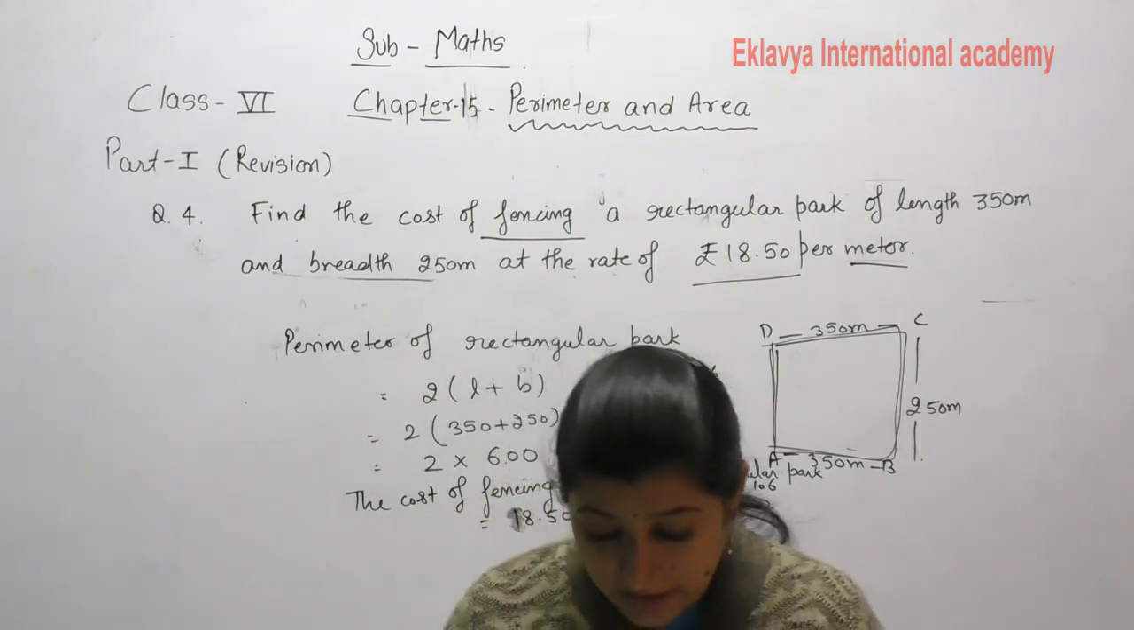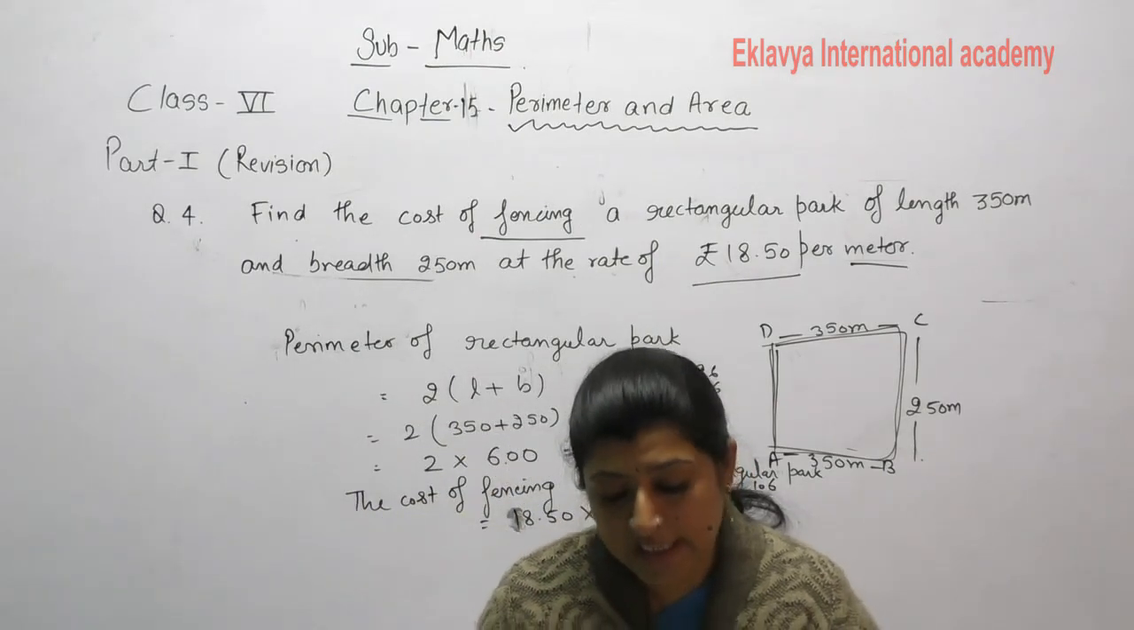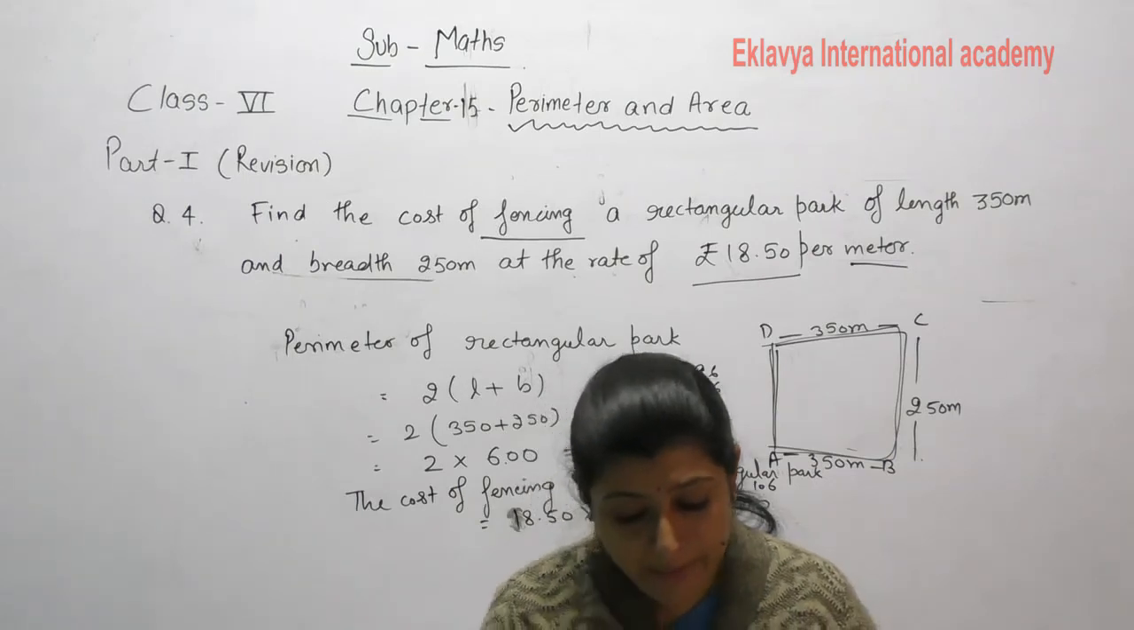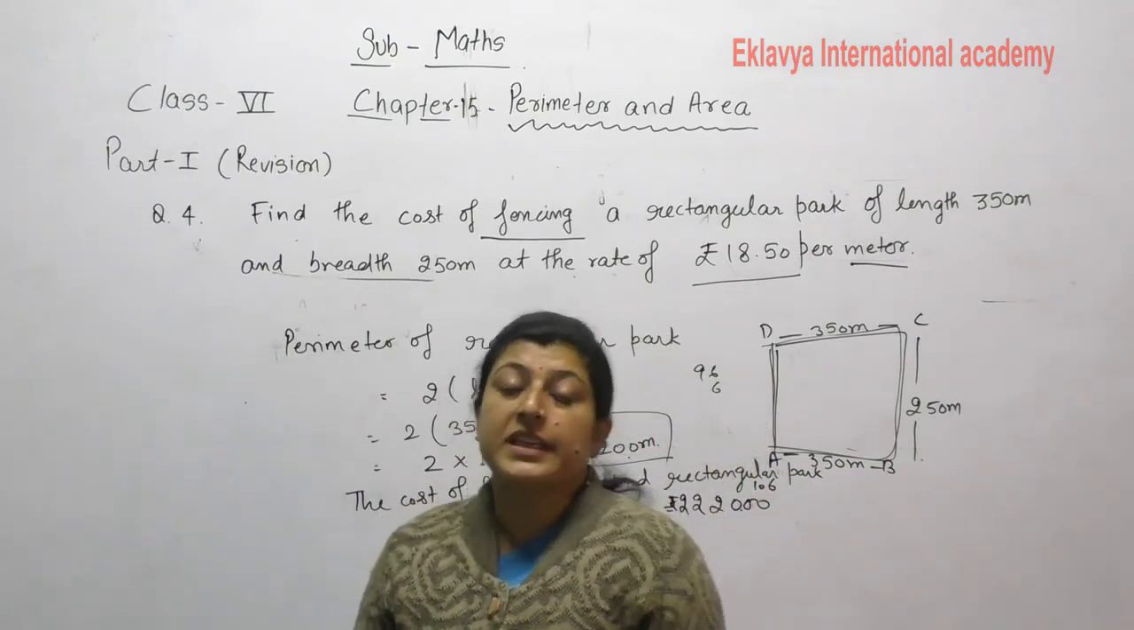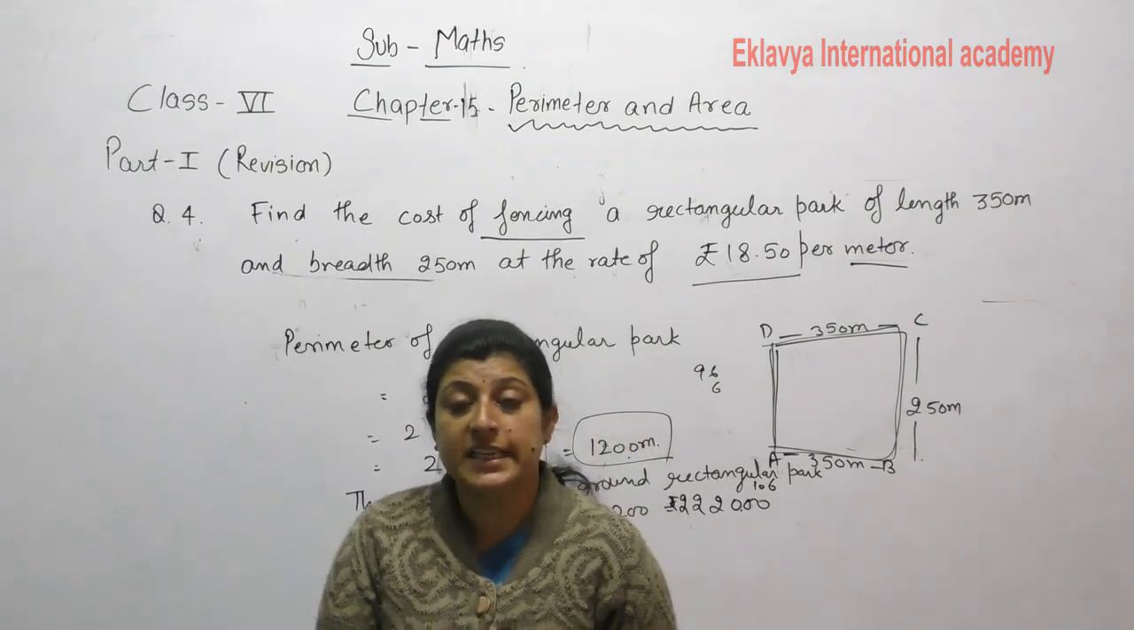Okay student, in your 15A exercise now you can do perimeter of rectangular shapes. Regular shapes we will discuss in the next lecture.